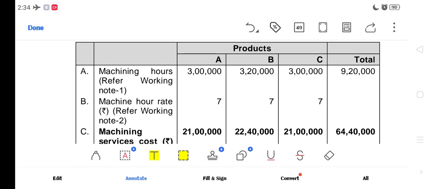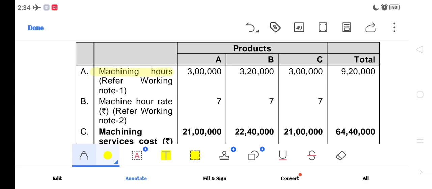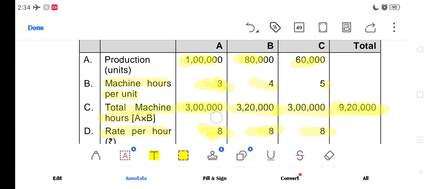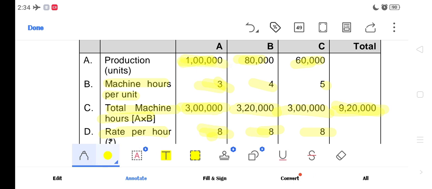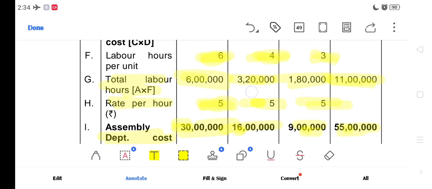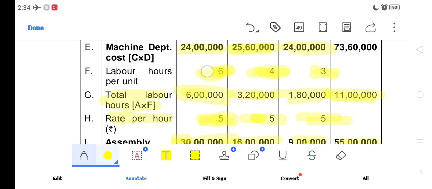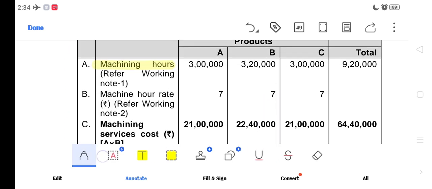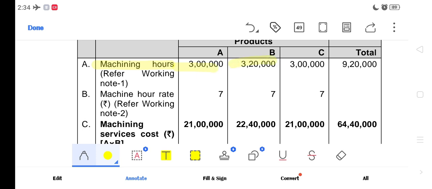See here, machine hours, how many machine hours? Here we have to see this. 100 units, and per unit it is 3 hours, so the total machine hours is 3 lakh. The same with the labor hours also, 6 hours per unit, so 1 lakh units are there, so 1 lakh into 6, 6 lakhs. So that only he has done. So 3 lakh hours and 3 lakh hours.